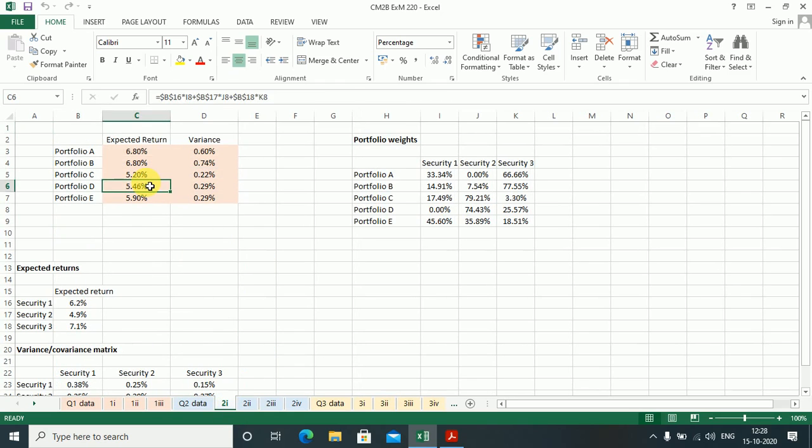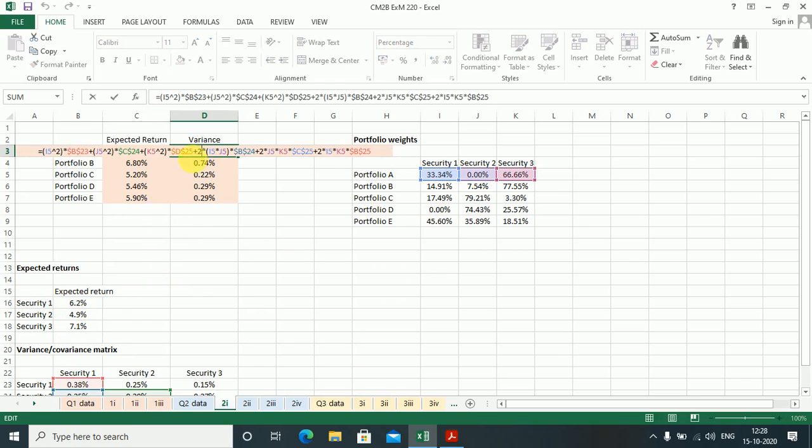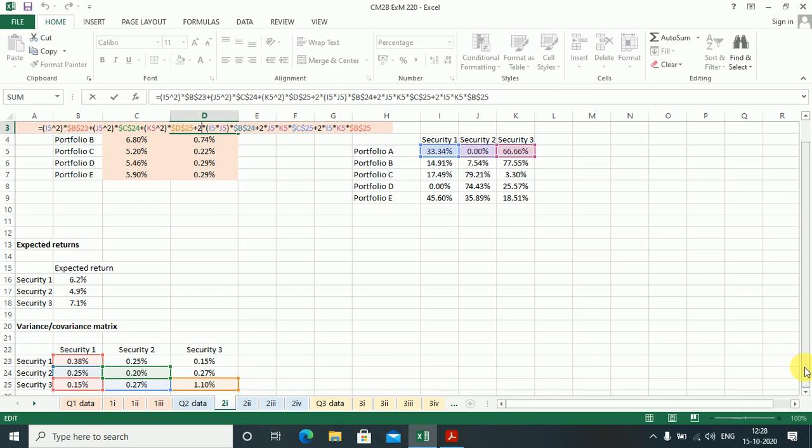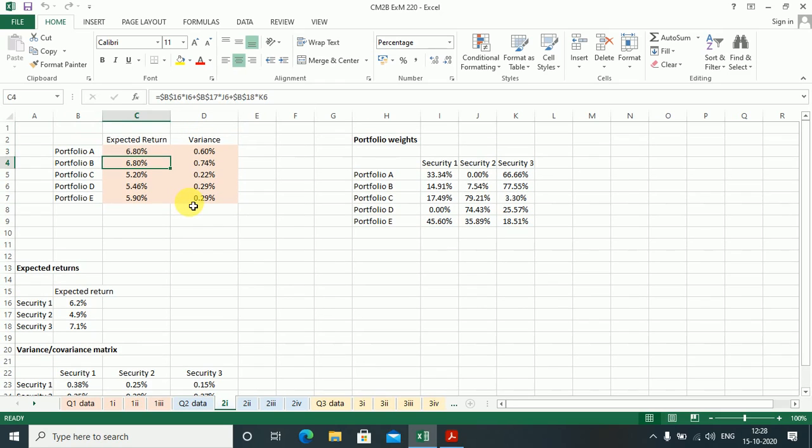For part 1, for the expected return we have XA into RA plus XB into RB plus XC into RC. For variance I have taken XA squared into variance of A, plus XB squared into variance of B, plus XC squared into variance of C, plus 2 into XA into XB into covariance of AB, plus 2 into XB into XC into covariance of BC, and 2 into XA into XC into covariance of AC. These are all the values we have got, and just drag these all down and you will get the values of all the returns and the variances.